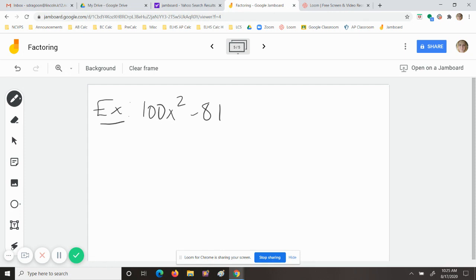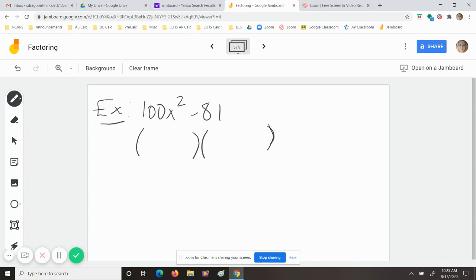Okay? First of all, again, we only have two terms. We have subtraction, so we have the difference. And then notice that we have perfect squares. 100x squared and 81 are perfect squares. So that's our clue that this is a difference of squares. So we want to go ahead and break these apart.